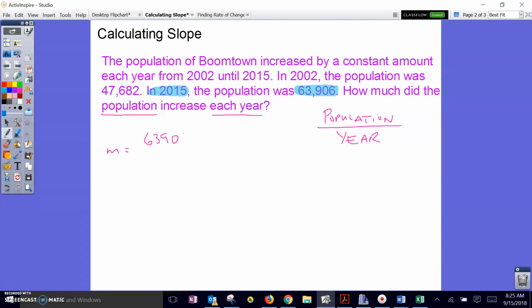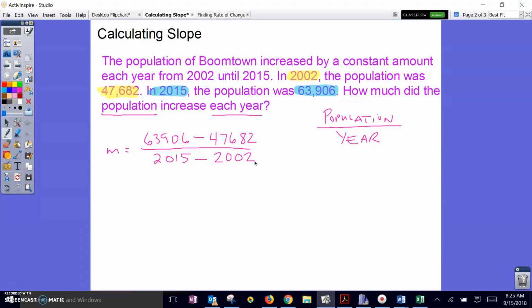And that's going to be the first thing that goes into my slope formula. Put the population in the numerator, and I put the year in the denominator. And then I do the same with the second point. The second point is for the year 2002. Population was 47,682. So I put my population in there. And I put my year in the denominator.